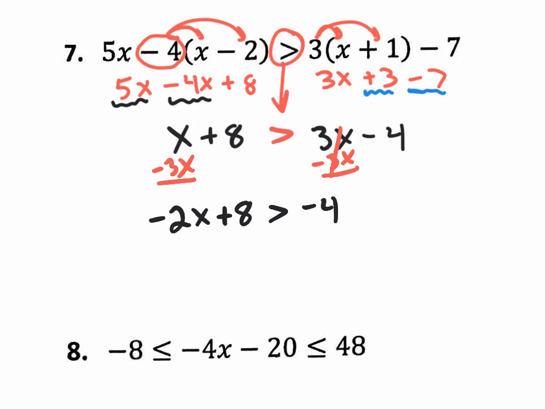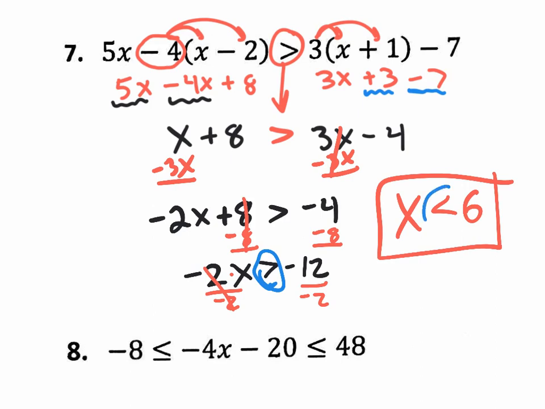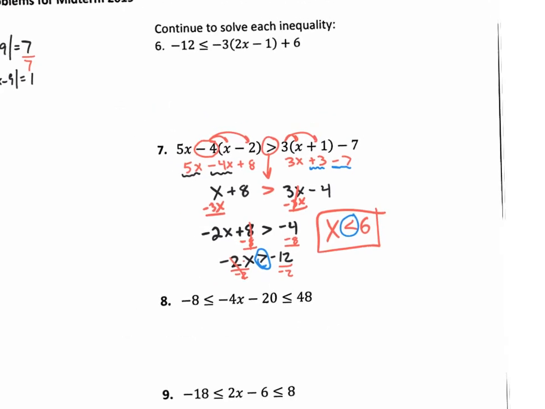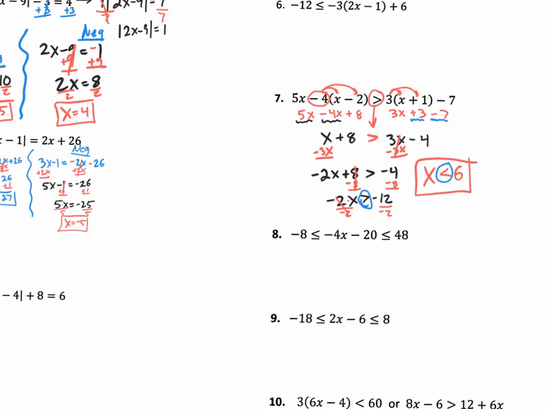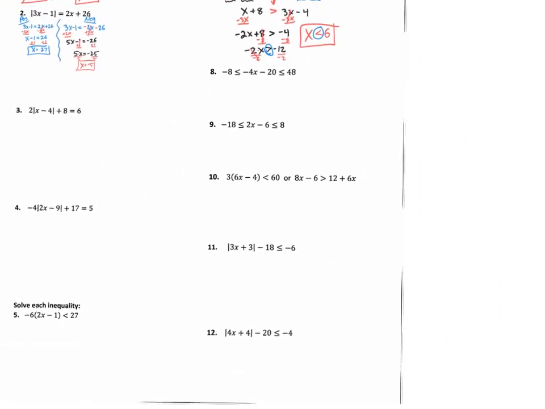My final two steps would be to subtract 8, subtract 8. You're going to end up with negative 2x is greater than negative 12. Final step will be to divide by negative 2, divide by negative 2. And this is where I hope you don't mess up. X is less than 6. You do have to flip this inequality symbol. You have to flip it because you divided by a negative on your last step. So that was the hardest inequality that we had to solve. That one's easier. This one down here is way easier. So we're good with those, at least for now.